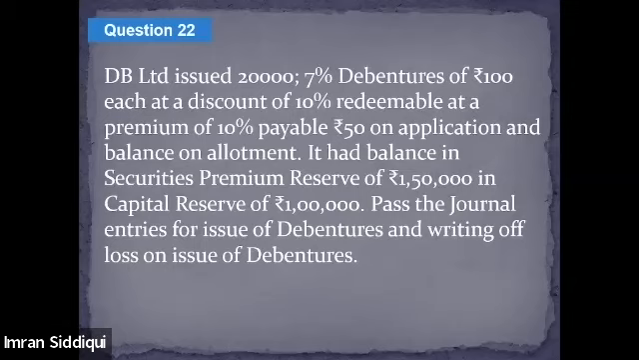Bank account debit, debenture application, 1,80,000. Debenture application account debit. Discount on issue of debenture account debit. Loss on redemption of debenture account debit. To 7% debenture account. To premium on redemption. 1,80,000.